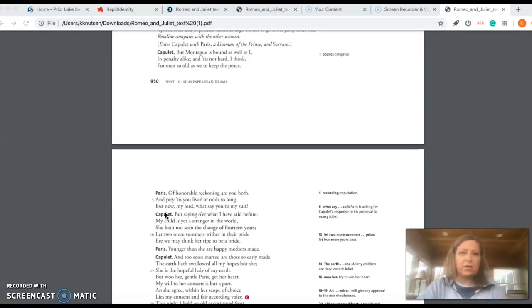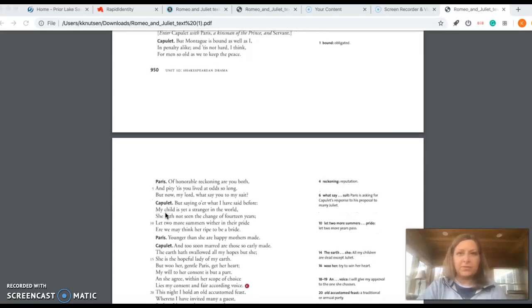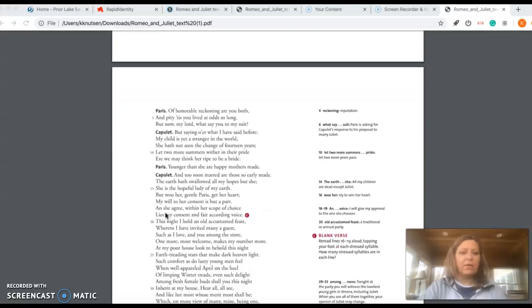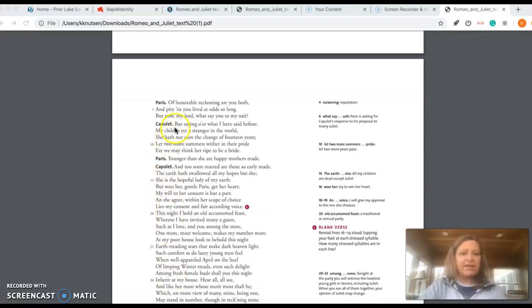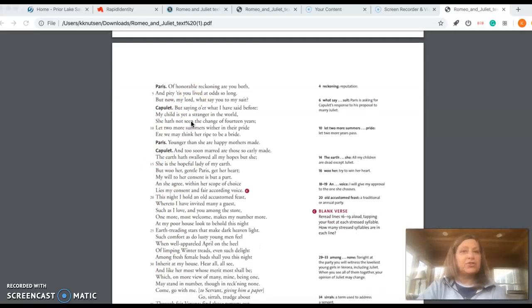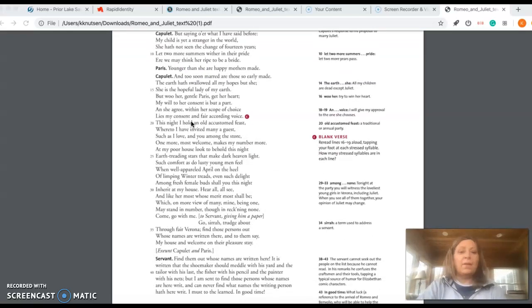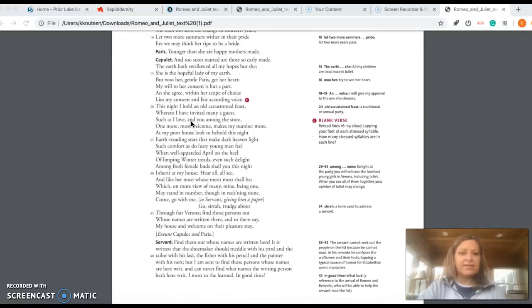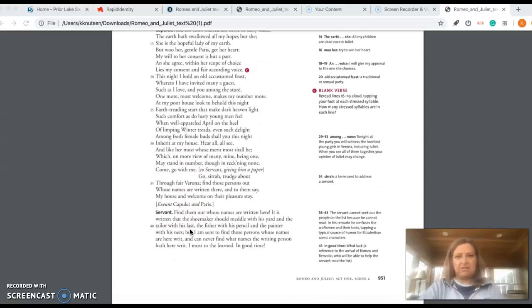Arranged marriages were how it was done, especially with the upper class. So you're going to find out, especially in here, what Lord Capulet has to say about marriage, what Lord Capulet has to say about Juliet getting married, and the advice he gives to Paris. Down here, he says, "I'm having a big party tonight. Why don't you come? And you can see Juliet and meet her for the first time and see what she has to think about you."